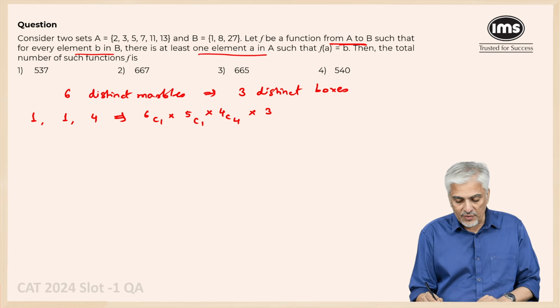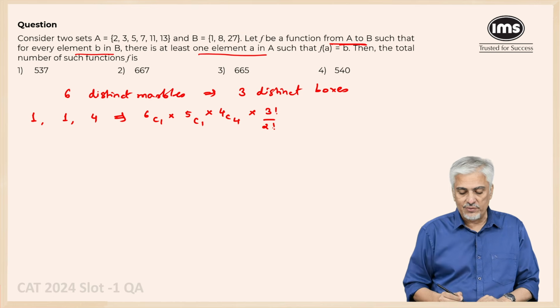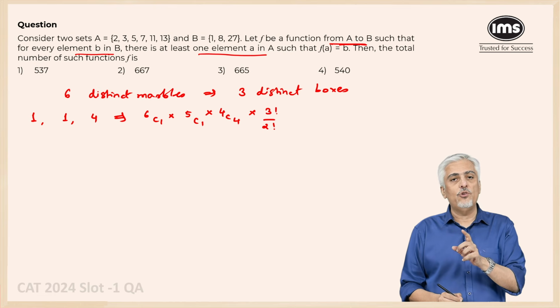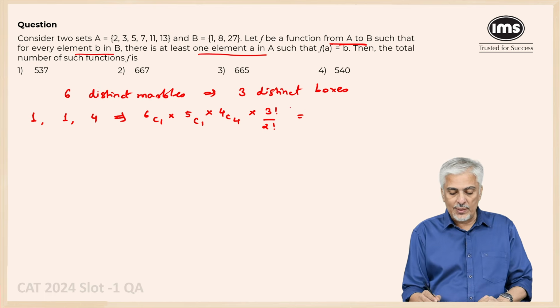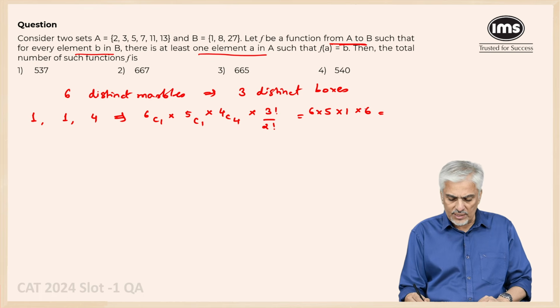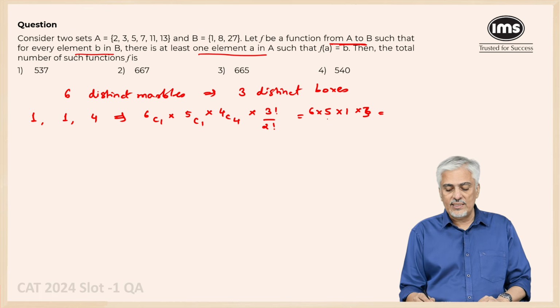So into 3 factorial divided by 2 factorial ways. 1, 1, 4, 1, 4, 1, 4, 1, 1. Those will be the 3 ways over here. So 6C1 is 6, 5C1 is 5, into 1, into 6. That will become how much? 3 factorial upon 2 factorial is 3, sorry, not 6. That is 30 times 3, which is 90 ways. That will be the first thing.